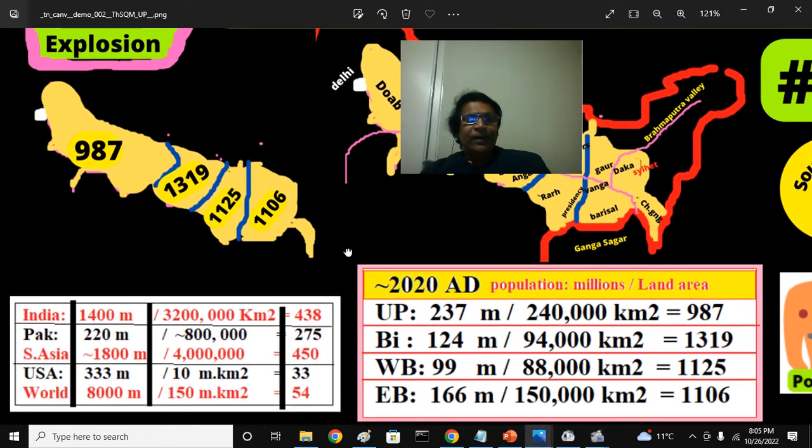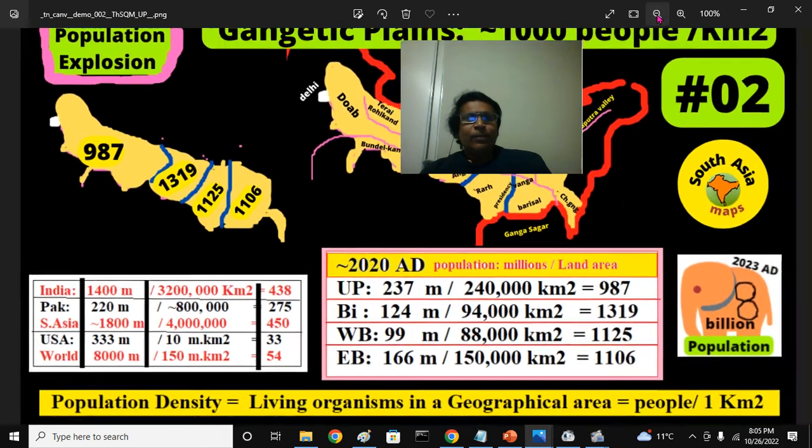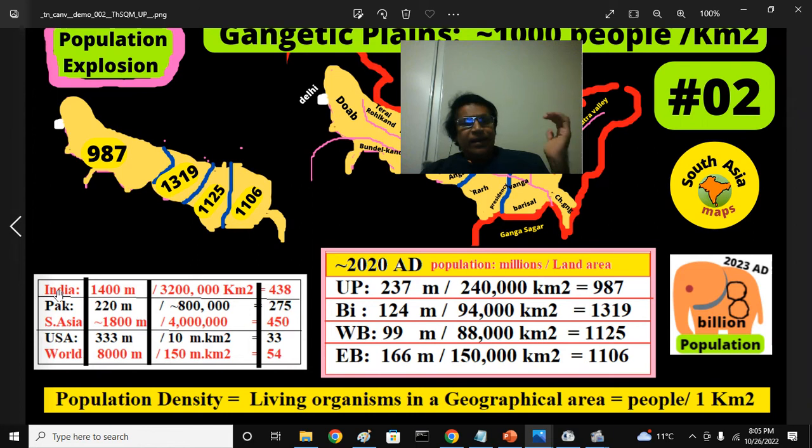I have given here 1,000 people per square kilometer. India has 1400 million people in 3.2 million square kilometers. 1400 divided by, let's say, 3.2, or you make it 1500 divided by 3, you will get 500 or so. This is the population around 2020. So 438 people live in India on average per square kilometer.